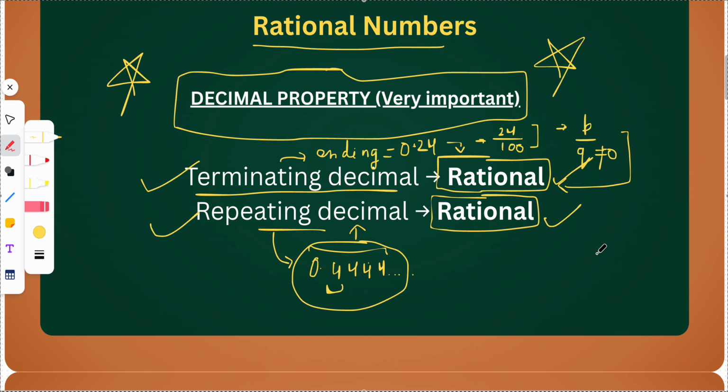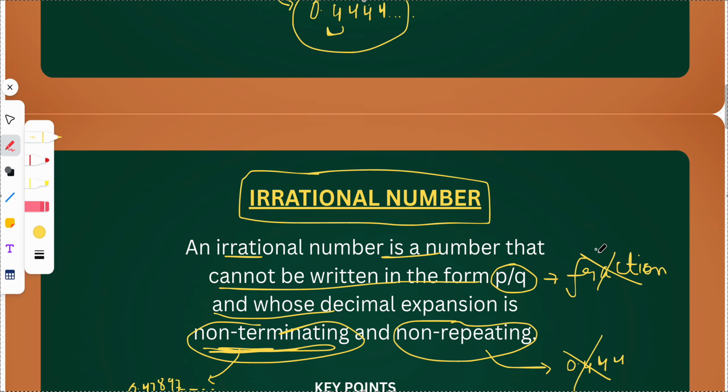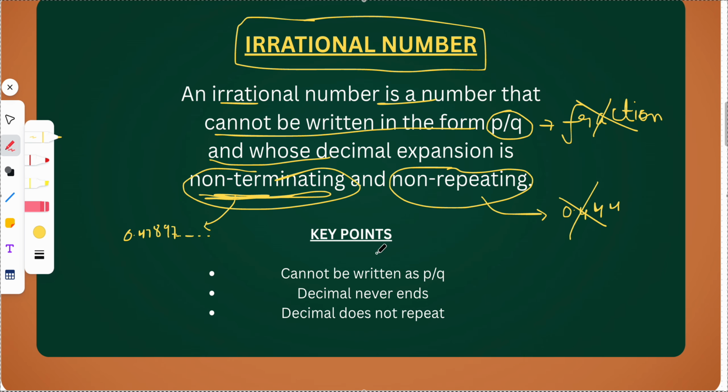Got it? I hope you are getting the concepts cleared now. Now the key point for an irrational number is it cannot be written as p by q. Got it? We have seen it. Decimal never ends directly corresponds to the non-terminating part, whereas decimal does not repeat corresponds to the non-repeating part of the decimal value.